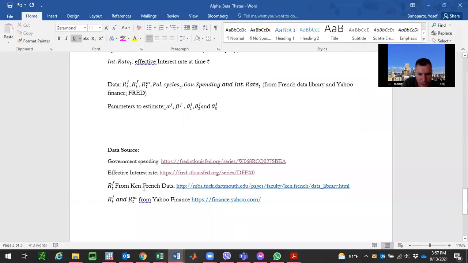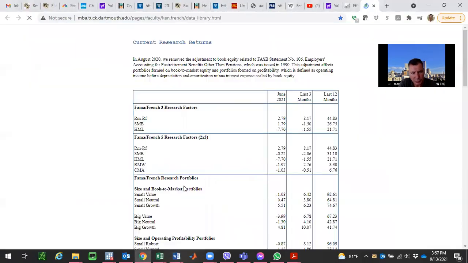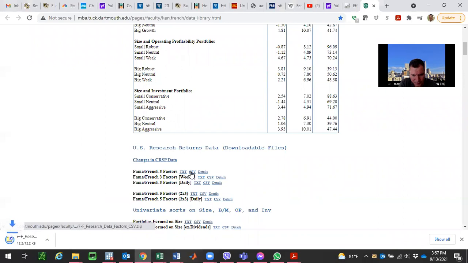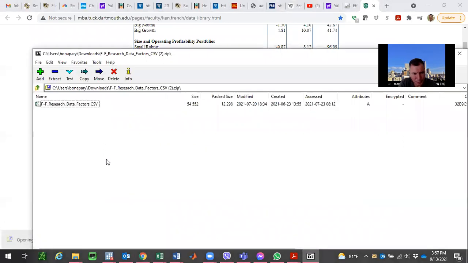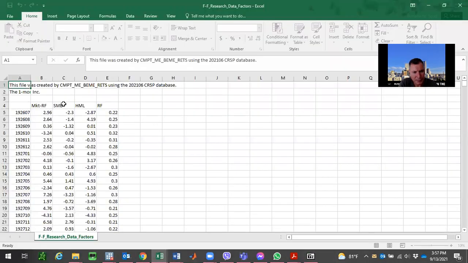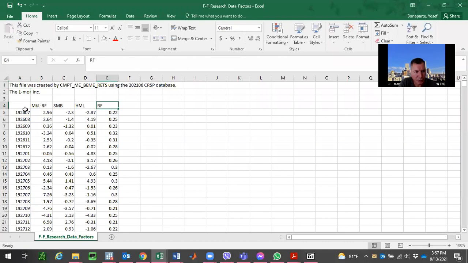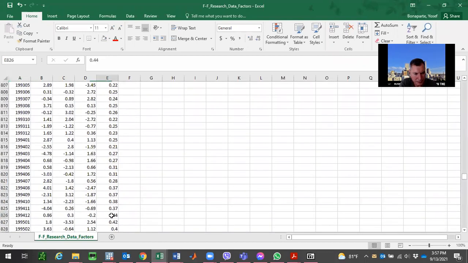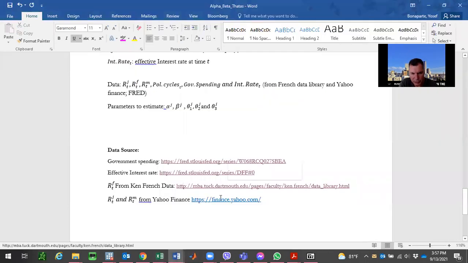And then the RF, I got it from the French library. He got a Nobel Prize, this guy. You go to this one, the CSV. You open it and open it again. And this is the one we got. So now this starts at 1926. We want to have 1995. So you have to go a little bit down from here and take them all the way down. So these are the data sets. From Yahoo Finance, I got the company RM.